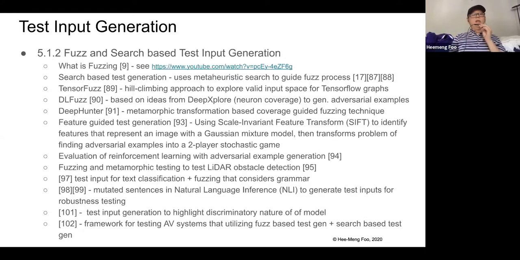Fuzz, for those of you who don't know what fuzzing is, it's essentially passing a random set of data through your system to expose flaws in your code. It's used a whole lot in security testing, penetration testing. But this is also used to generate test inputs. What's interesting to me is the application of search-based meta-heuristic search, the fuzzing, to generate test data.